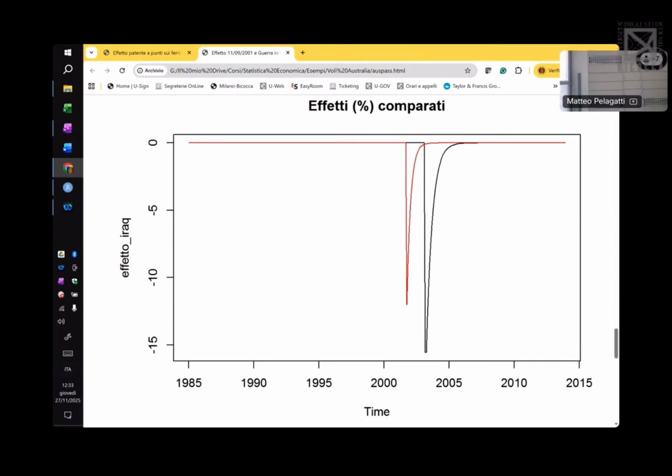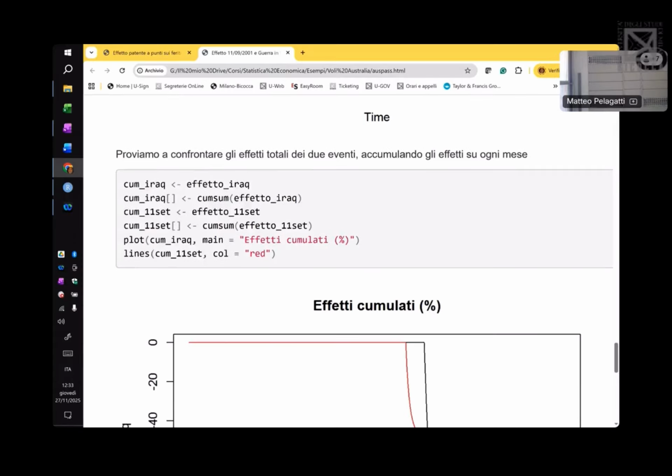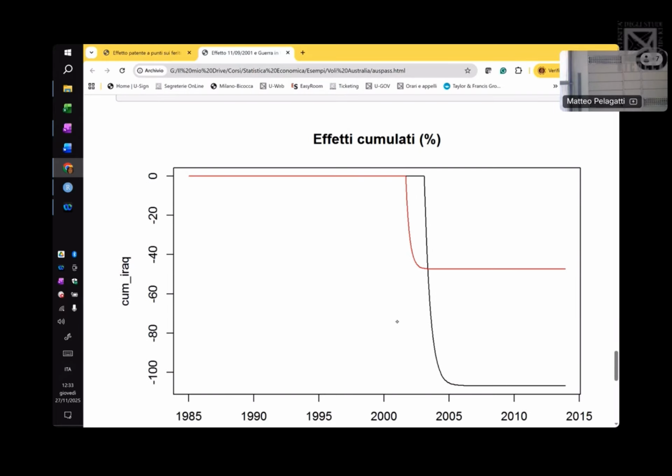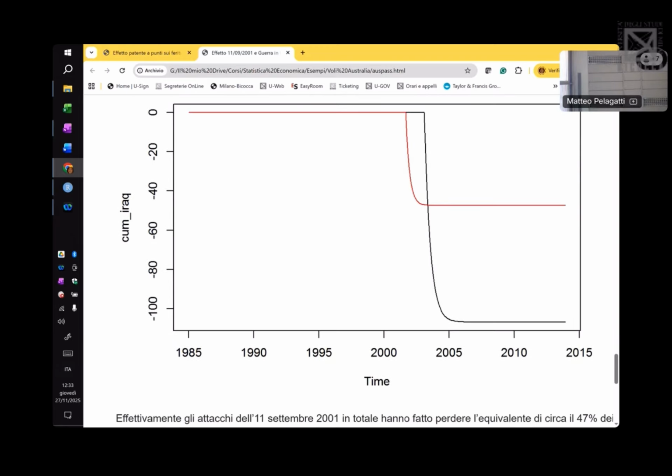Okay, so a similar example. This is the cumulative effect. I'm just accumulating the effect. So because of those two events, the number of passengers was in total like 50% less and 100% less. Yeah, I wouldn't comment much. I mean, this should be applied to the number of passengers, so to estimate the number of passengers.